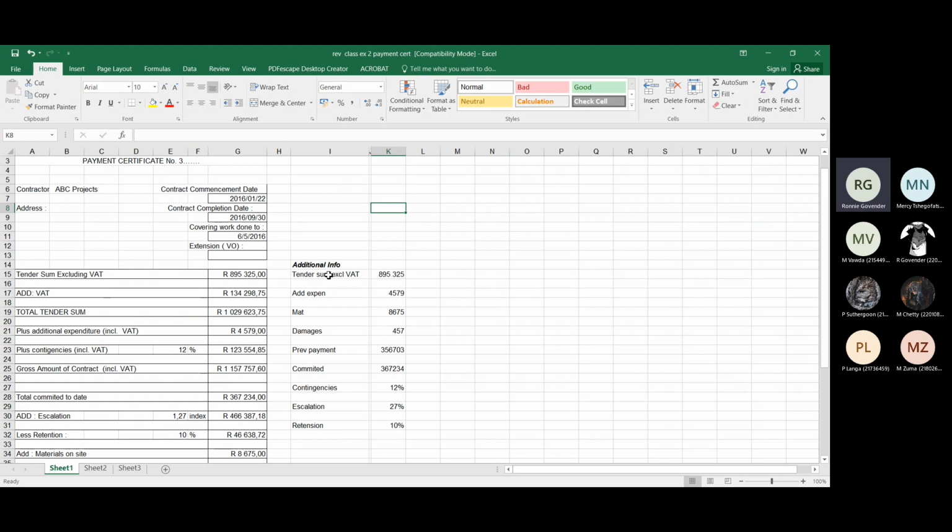It says the tender sum excluding VAT was 895,325. Additional expenditure, well, let's assume that it's the same additional expenditure that I was talking about, the pipe. It came to 4579. So I'm going to put a variation order number here. VO number, let's say 54789.